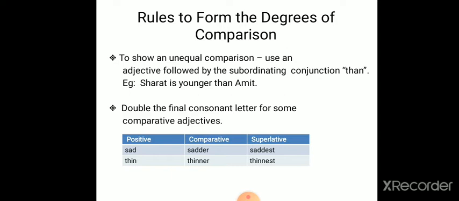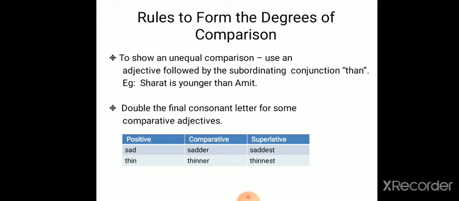First one is, to show an unequal comparison, use an adjective followed by the subordinating conjunction than. When we are comparing two things or two persons or whatever it is, the adjective should be followed by than. That means than should be used after the comparative degree of adjective. Then only it will tell about the unequal comparison.